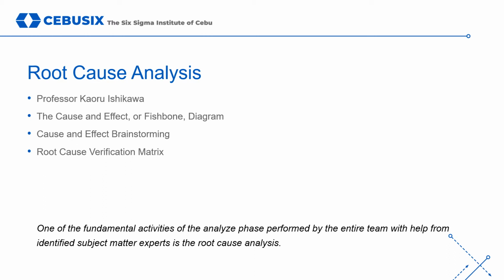Some of the tools that we will talk about, which are used for identifying root causes, can be used in either the define or measure phases at the discretion of the black belt leading the team. The failure mode and effect analysis we discussed previously could likewise be used in the analyze phase as part of a root cause analysis.